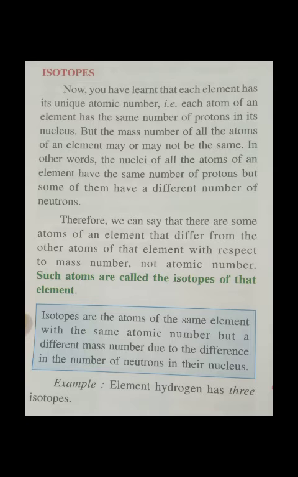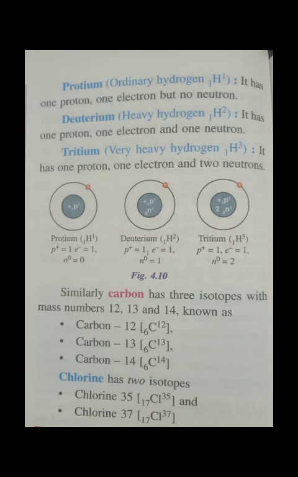Hydrogen has three isotopes: protium, deuterium, and tritium, right? Protium is the normal one, ordinary hydrogen, in which the number of electrons is equal to the number of protons, that is equal to 1. No neutron is present in ordinary hydrogen. But in deuterium, the isotope of hydrogen, we have one proton, one electron, and one neutron also is present. Right? In tritium, very heavy hydrogen, one electron, one proton, and two neutrons.